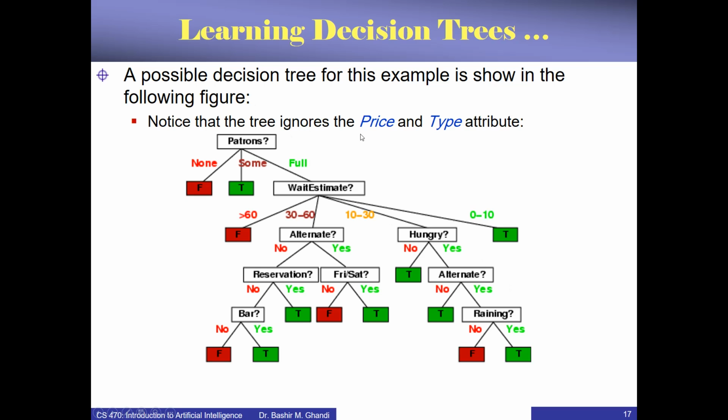But before we get into that, please note that in this tree the attributes price and type were not used at all, so they only draw the tree based on 8 out of the 10 attributes. So before we look at how to actually generate that tree using an algorithm, or a tree similar to that, maybe even better than that, let us look at the expressiveness of decision trees. How expressive are they?